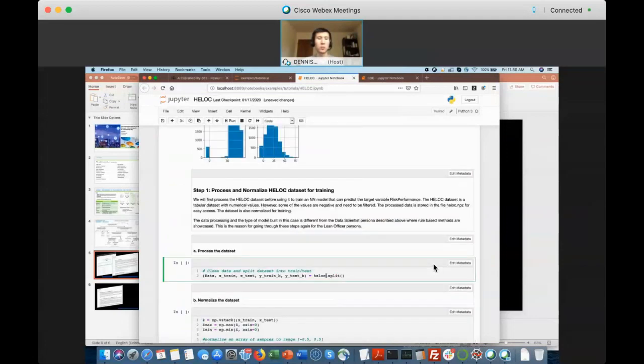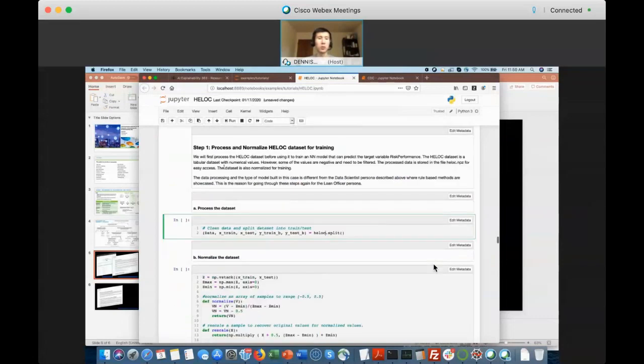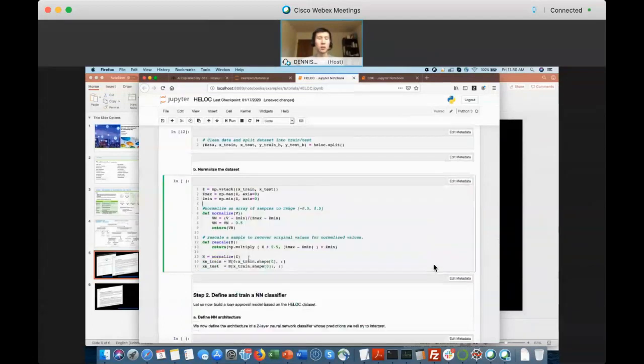Okay. So again, we're going to be doing some pre-processing, so splitting the data into training and test sets. This segment just normalizes the data. So as you can see, the comment here says we're going to normalize values to within the interval -0.5 to +0.5.